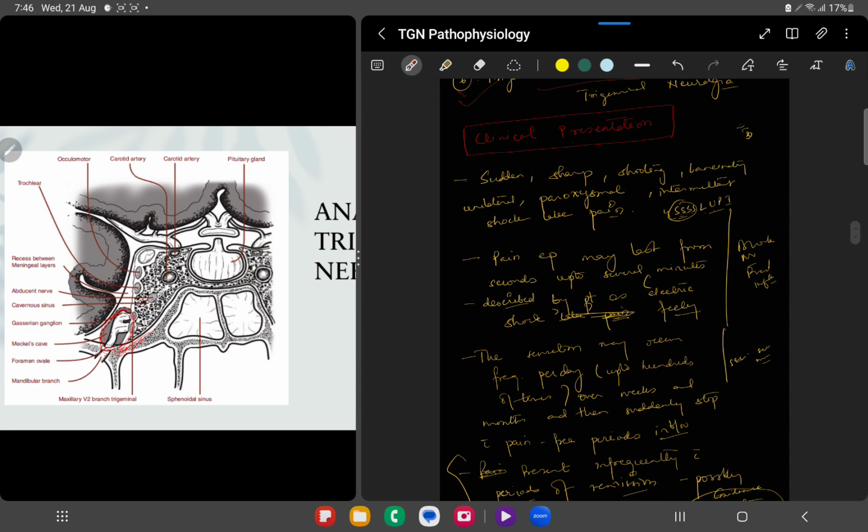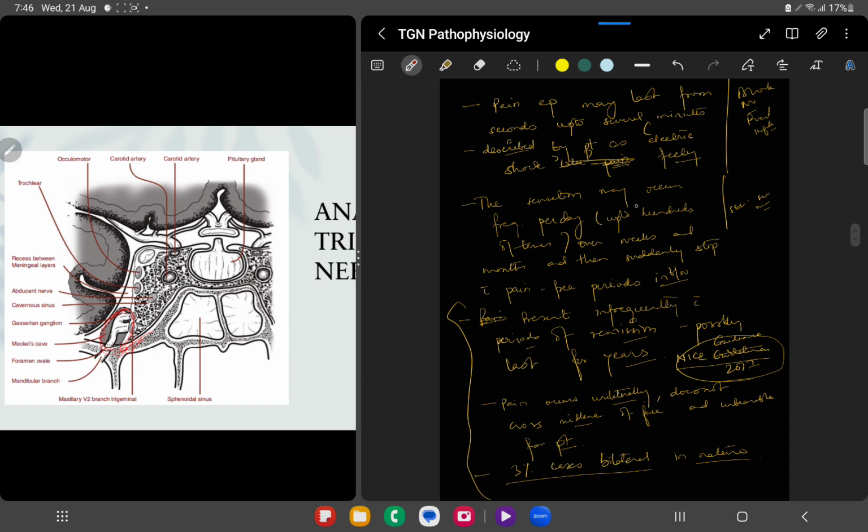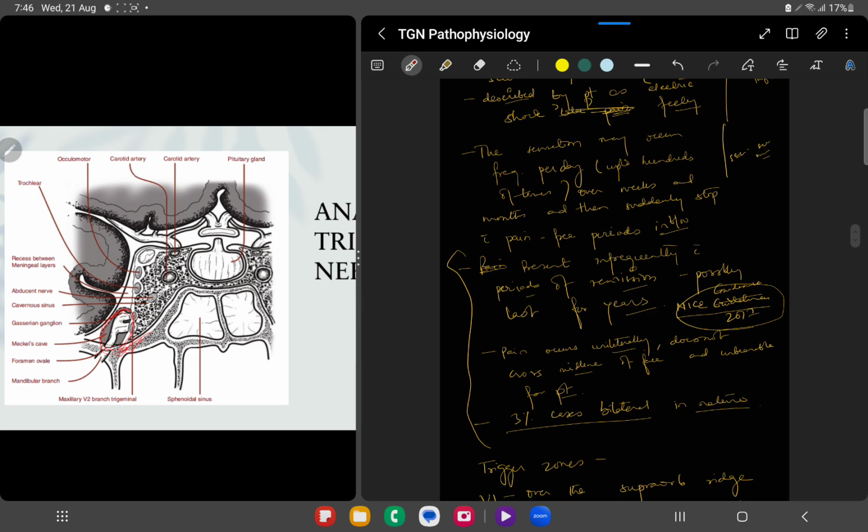Now we'll talk about the clinical presentation. It is a sudden sharp shooting, lancinating, unilateral paroxysmal intermittent shock-like pain. The pain episodes may last from seconds up to several minutes, described by patients as an electric shock feeling. The sensation may occur frequently per day, up to hundreds of times over weeks and months, and then suddenly stop with pain-free periods in between. It may present infrequently with periods of remission, but this disorder may possibly last for years.